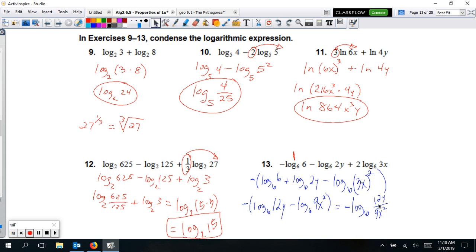The only thing we can do now is 12 and 9 can reduce. We can reduce that fraction a little bit. 3 goes into both of those numbers, so we can make it into negative log base 6 of 4y over 3x squared. That's the best simplification for this one. So that's our answer on this one, because these two can reduce by 3, giving us 4 over 3 here in front.